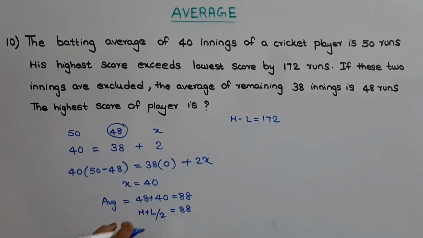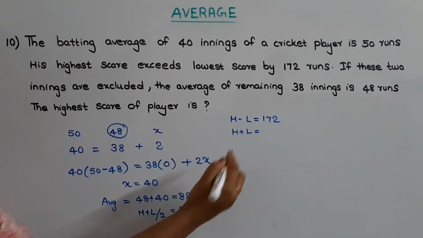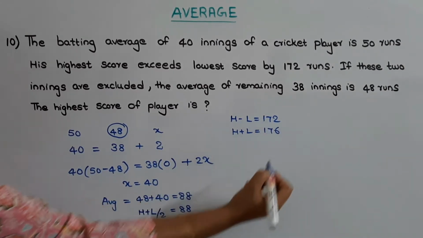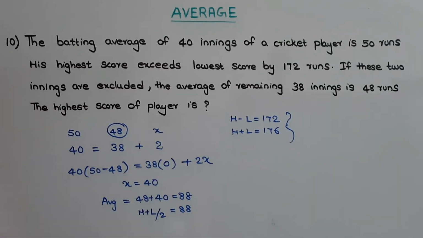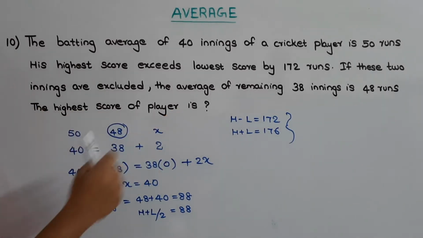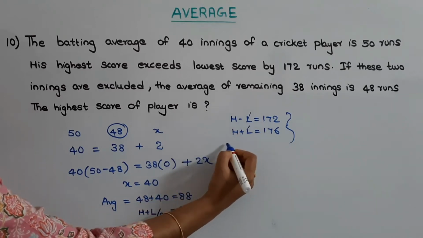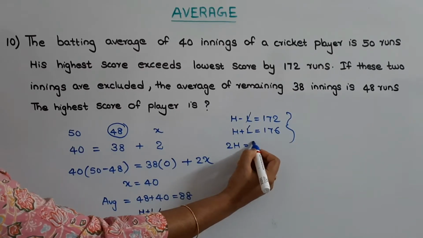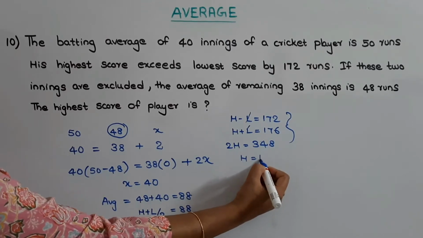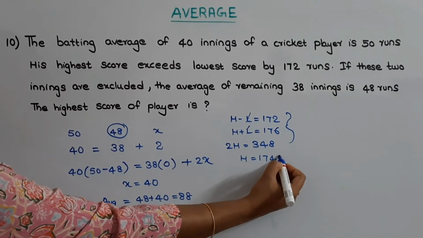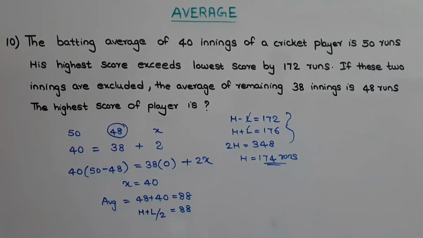Then what will be H plus L? H plus L will be equal to 88 into 2. That is 176. Now by solving these both equations, we will get the value of H. We need to find out the highest score of the player. So adding these both equations, we will get 2H is equal to 348. So from this H value will be equal to 174 runs. So the highest score of the cricket player is 174 runs.